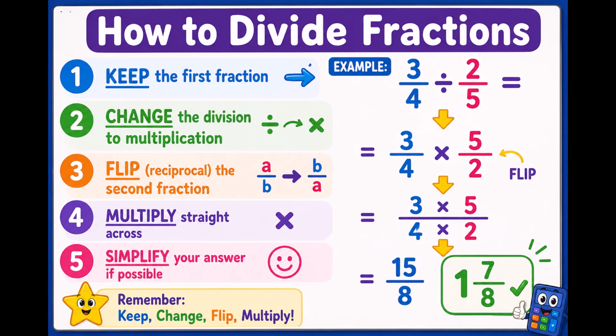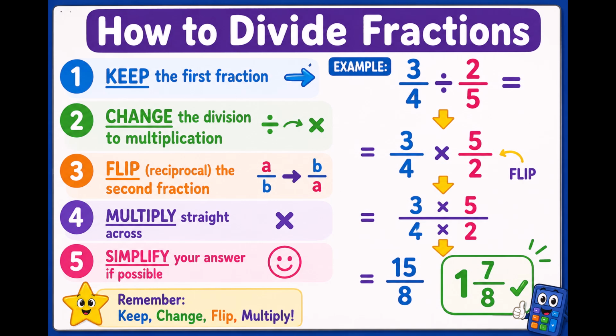Step 4, multiply straight across. Multiply the numerators. 3 times 5 equals 15. And then multiply the denominators. 4 times 2 equals 8. So this gives us 15/8. Let's not forget, 15/8 is called an improper fraction.